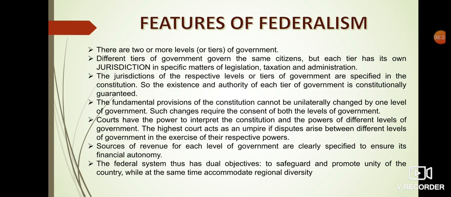Dual means two objectives: to safeguard and promote the unity of the country, and at the same time to accommodate regional diversity also.